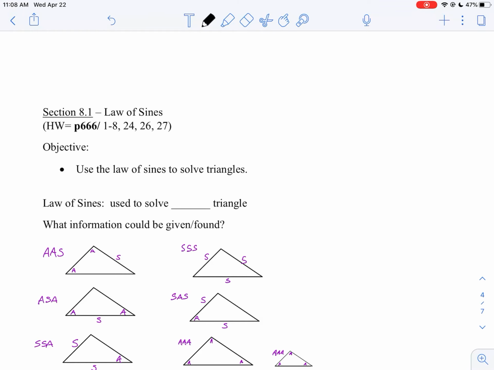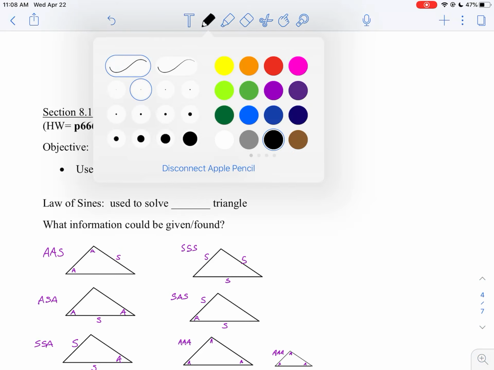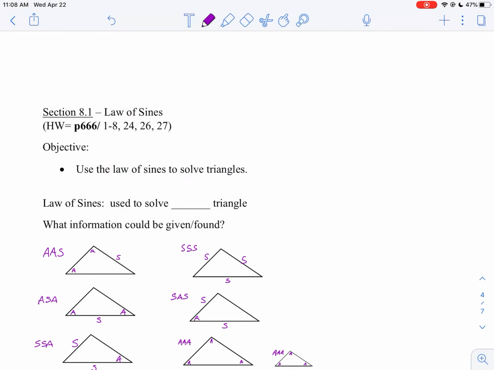Hello. We're going to take a look at the law of sines here. The law of sines is a really useful tool, and one of the things that makes it useful is it can be used to solve any triangle.